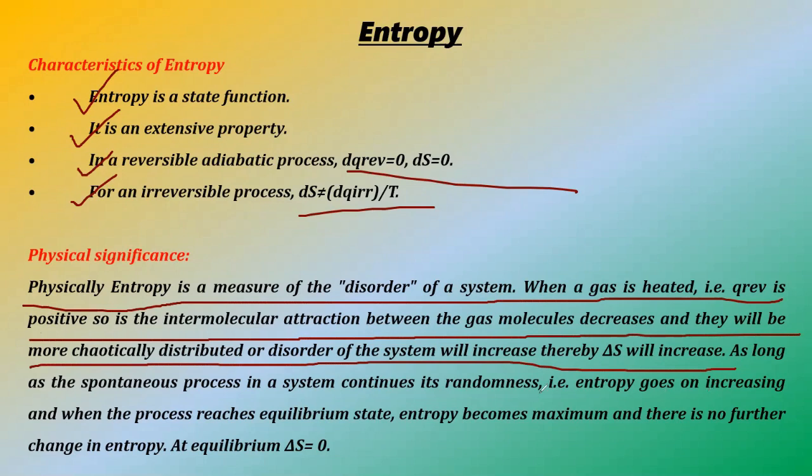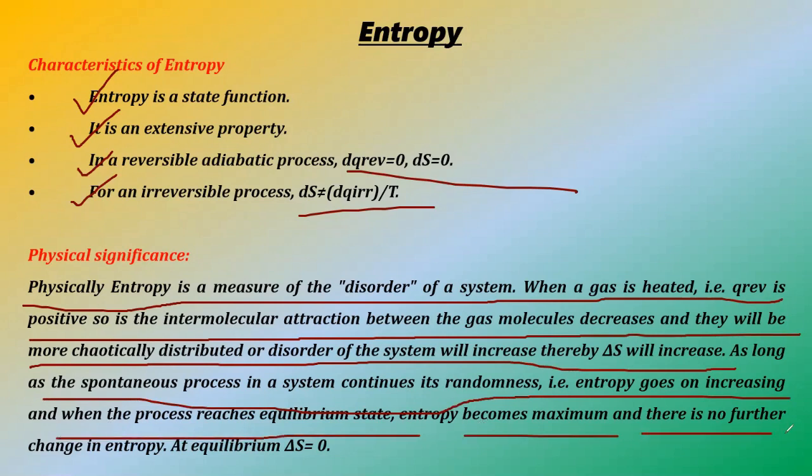As long as the spontaneous process of a system continues, its randomness and entropy go on increasing. When the process reaches equilibrium, entropy becomes maximum, and after that there is no further entropy change. Okay, at equilibrium delta S will be equal to 0, right? That's how it is.